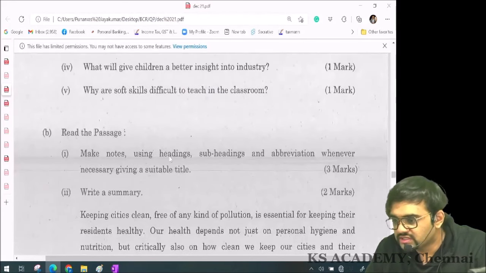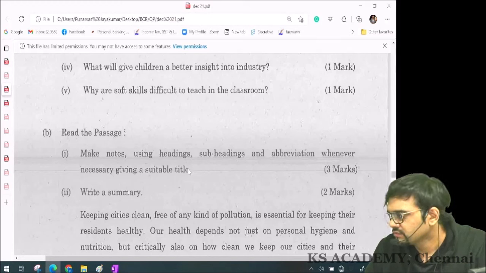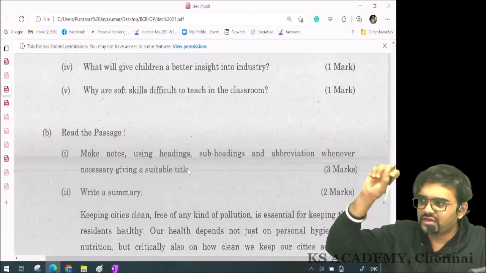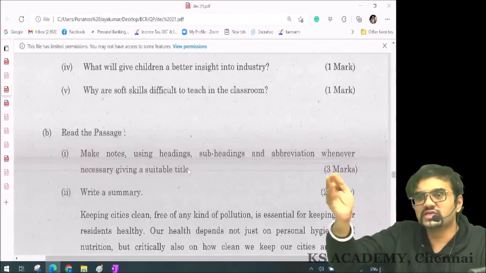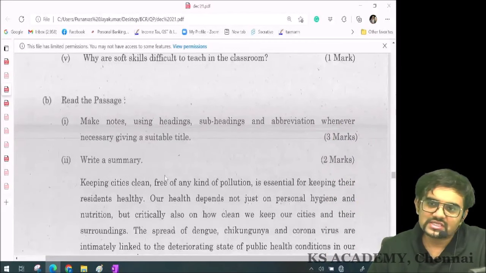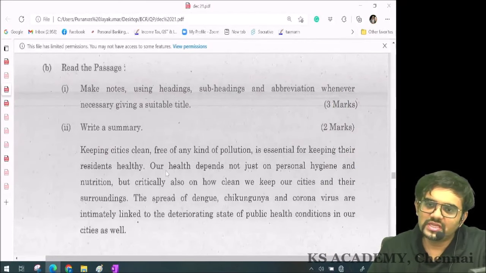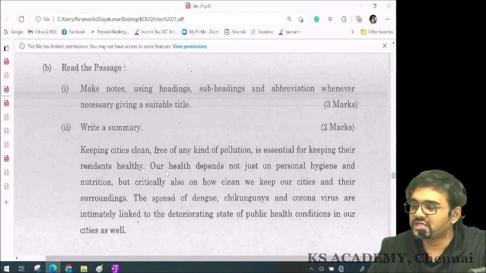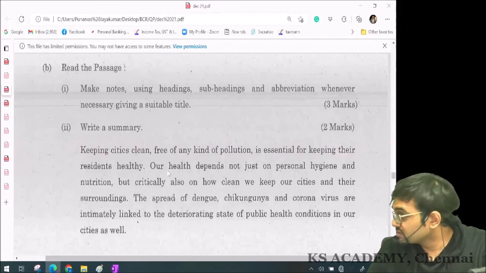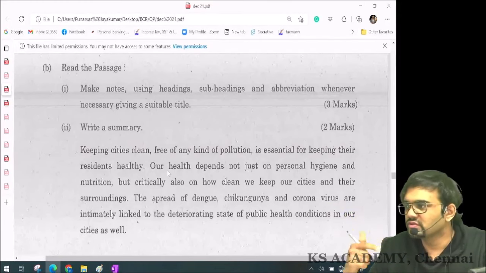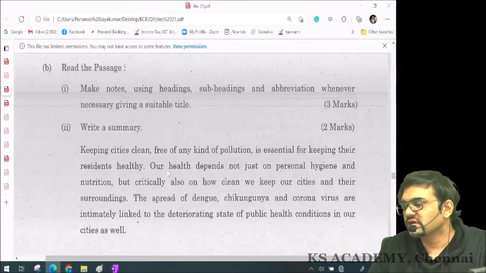Correct? So basically they are asking you to make notes, use heading, use subheading and abbreviations whenever necessary, giving a suitable title. Title, then divided into 1 or 2 parts, with subdivisions, and then lastly write a summary. Summary should be exactly 25% or less than 25%. If you give more than 25%, 100% you will lose marks. Marks are only 2 marks, and in that also you will lose. So that is the idea.